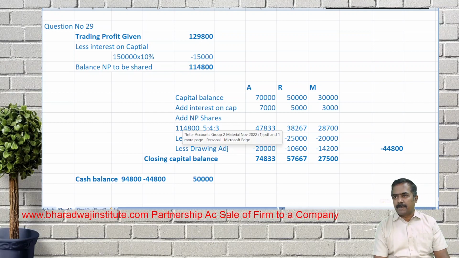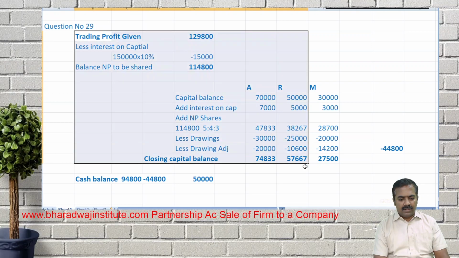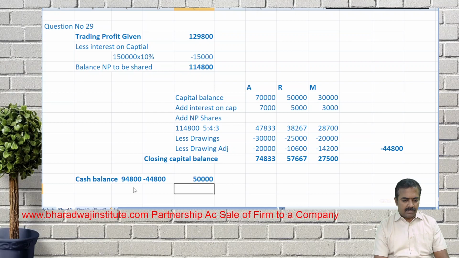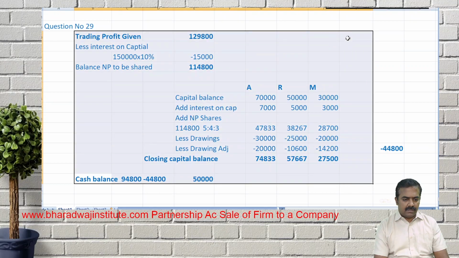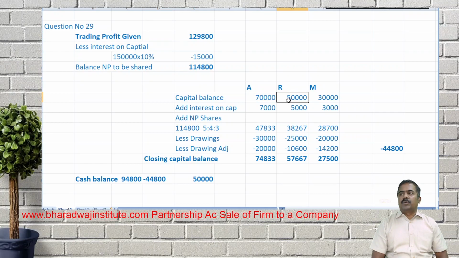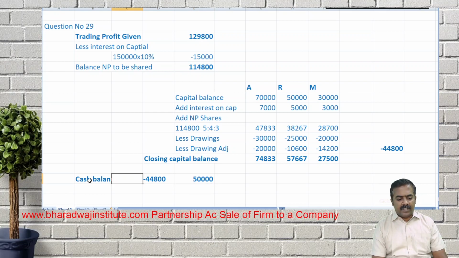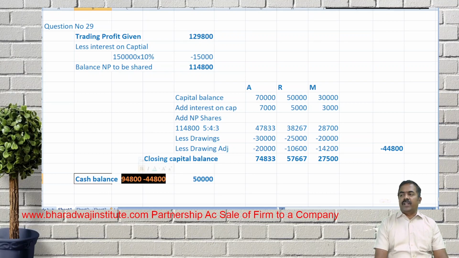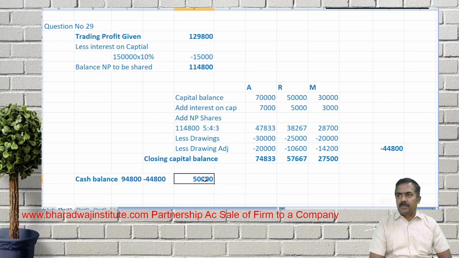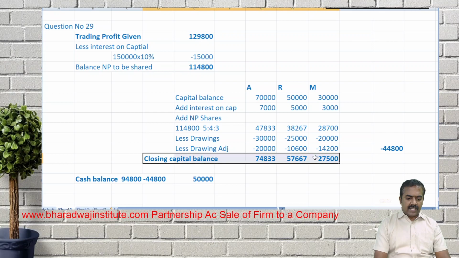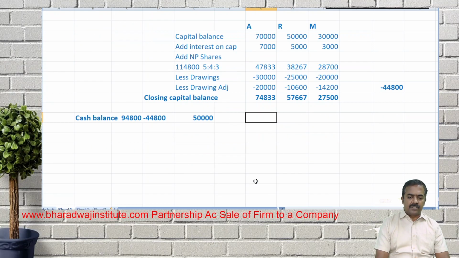Shall we proceed? Try to work out purchase consideration for this problem. Now cash balance you should take only 50,000, not 94,800. Cash balance 94,800 இருந்தது, but அதில் என்ன பண்ணிட்டாங்க? 44,800 was withdrawn by partners. So for all computational purposes, we will take 50,000. And this is a capital balance after all adjustments, that is prior to dissolution.